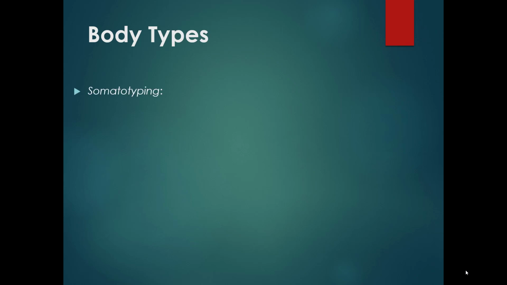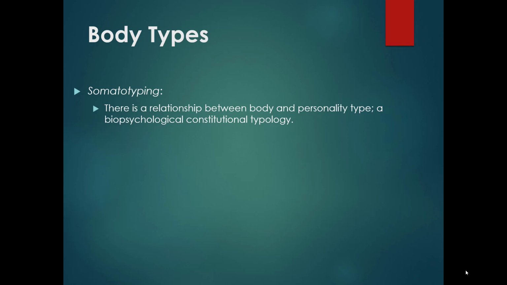His theory and his way of looking at criminality is often called somatotyping or somatotype theory. According to Sheldon, there's a relationship between the type of body that you have and the personality that you have. It's sort of a biopsychological constitution. So your typology is based on your body, but your body type tells us a lot about you. And again, the theorist is William Sheldon.